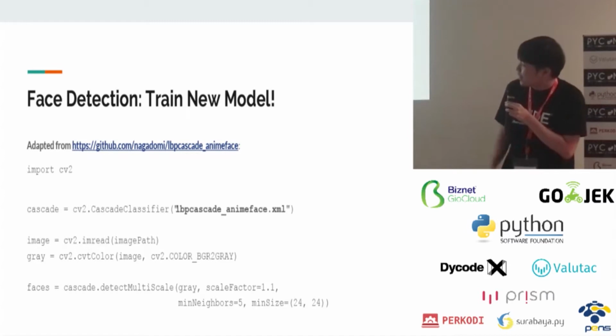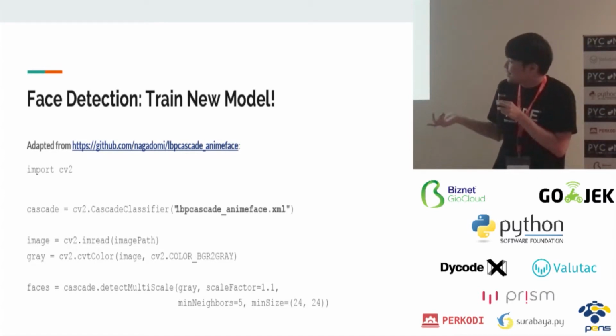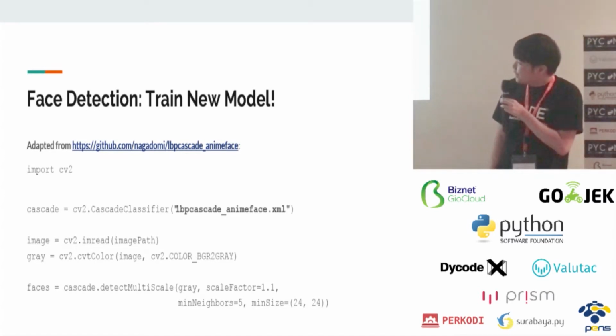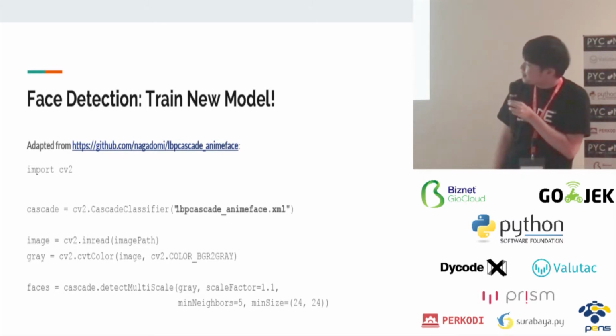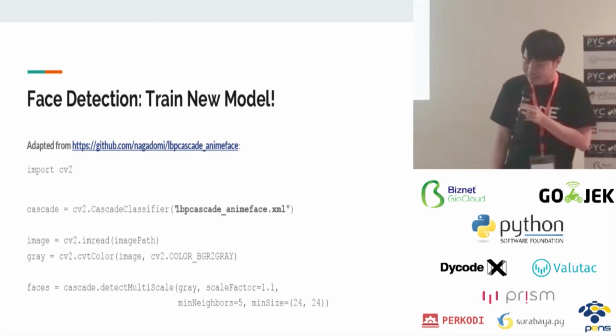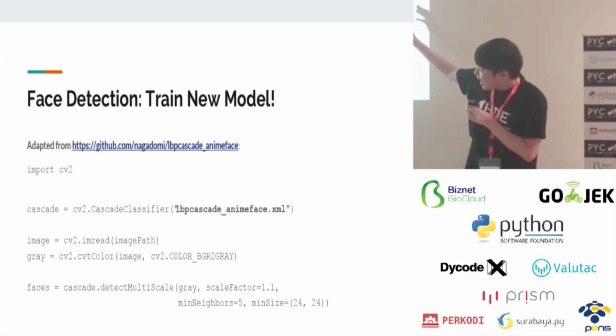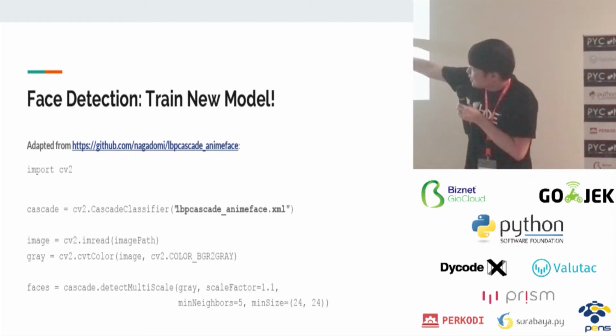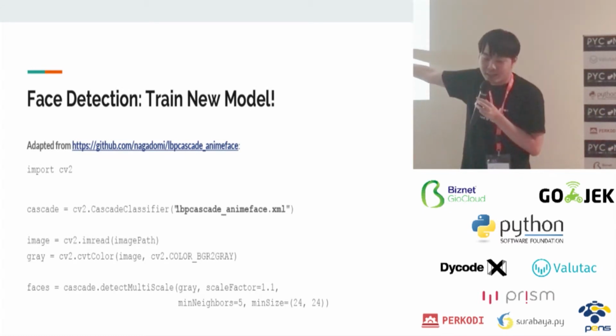But fortunately, someone else already did that for me. So I don't need to train the new model. You can access that library up there. It's created by a Japanese person, Naganomi. The other code is still the same, except the model, which is the XML file.